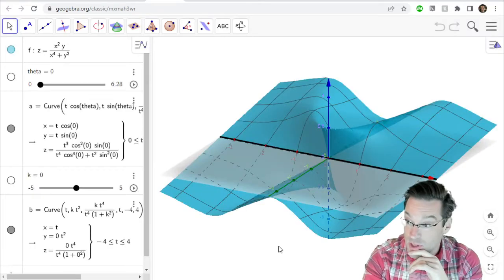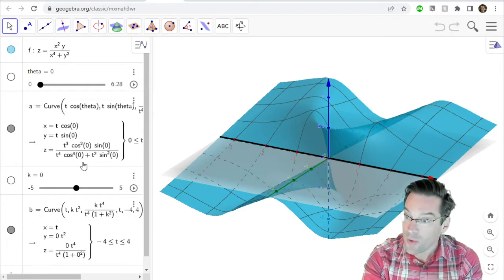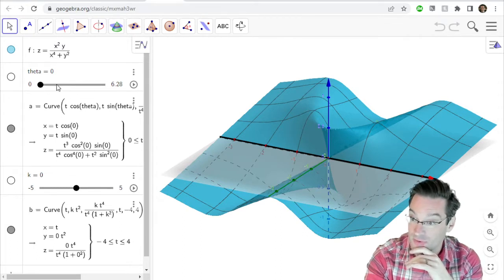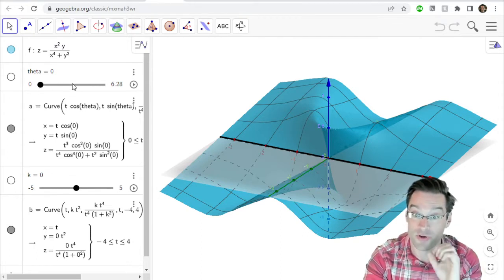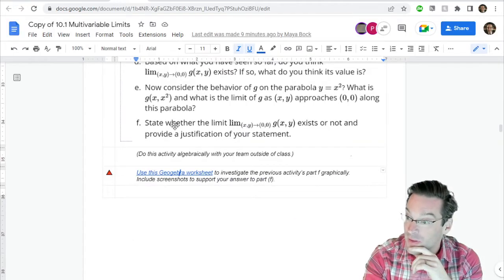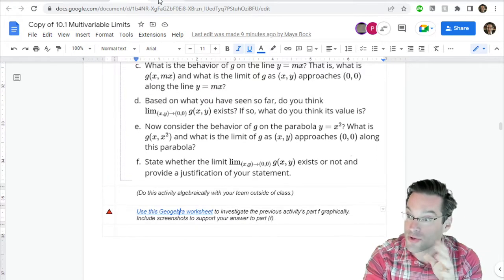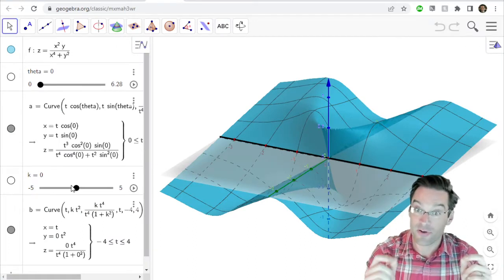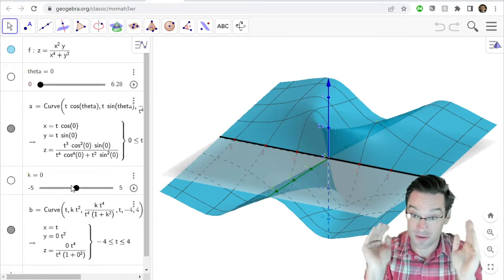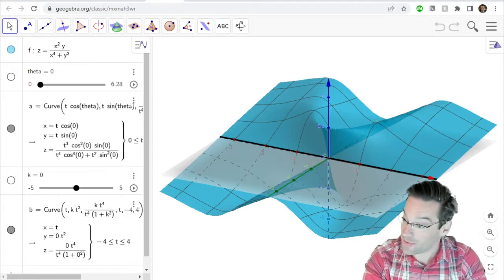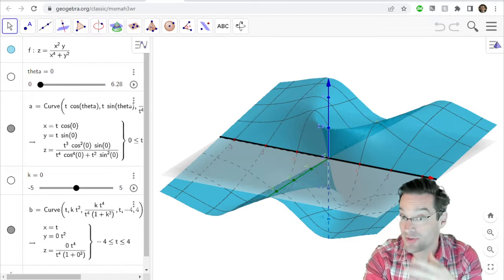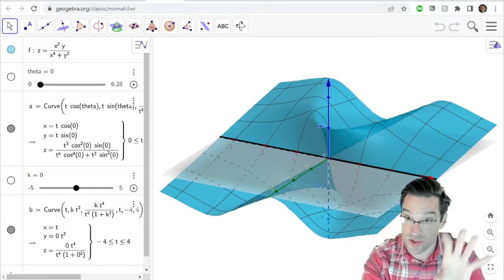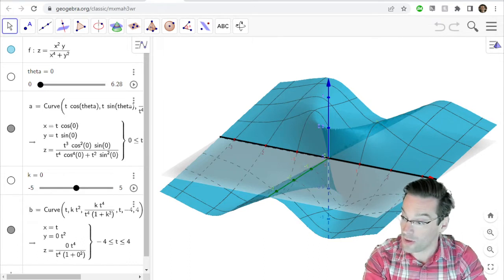So in this GeoGebra worksheet, what we have is a straight line making an angle of theta. And so you can use this theta slider to investigate all of those different examples. And then for the last part of this activity, they're having you look at an approach to the origin along a parabola. And so this little slider here lets you look at different parabolic approaches, so along a quadratic curve toward the origin. So I want to give you just a few minutes to play with this, take some screenshots and record your responses within your worksheet.